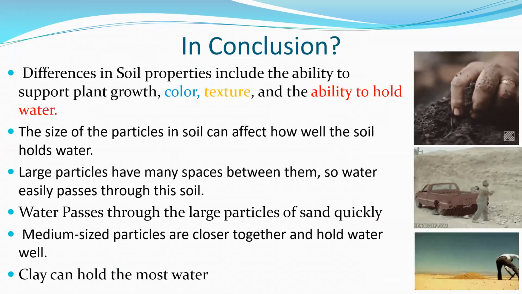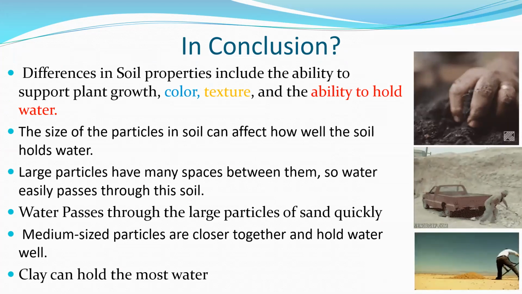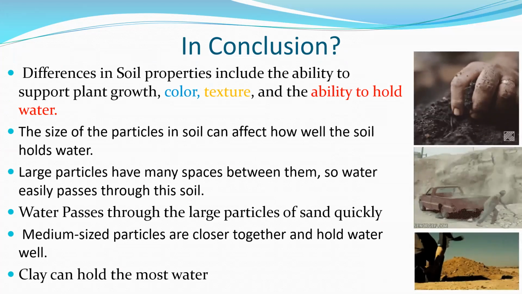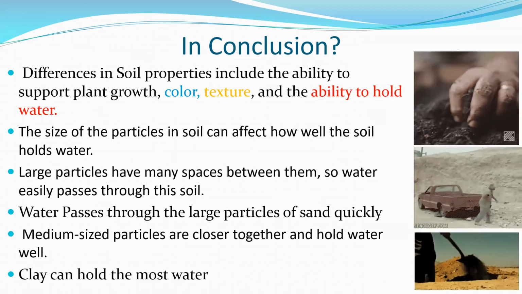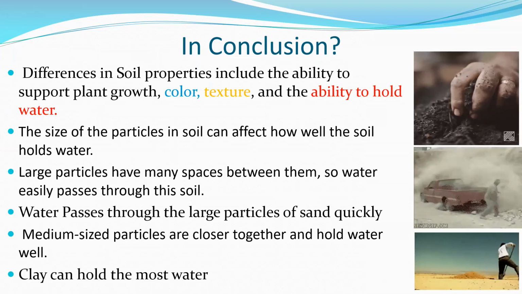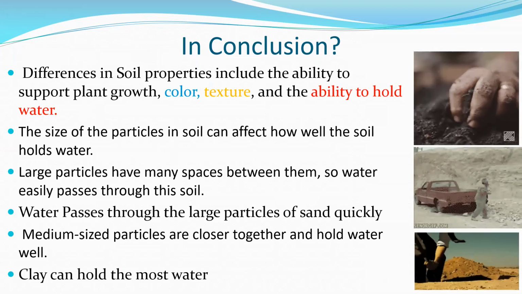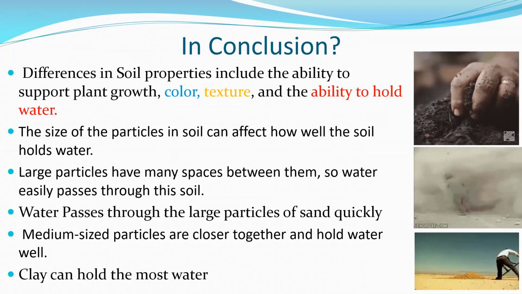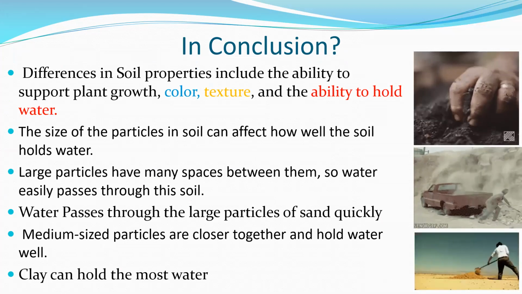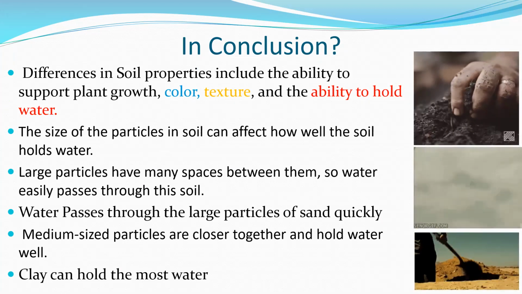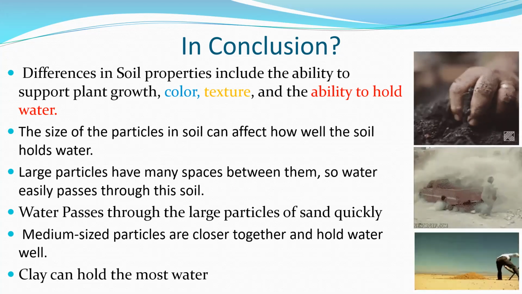So in conclusion, differences in soil properties include the ability to support plant growth, color, texture, and the ability to hold water. Today we talked about the ability to hold water. The size of the particles in soil can affect how well the soil holds water. Large particles may have spaces between them, so water easily passes through the soil. Water passes through the large particles of sand quickly. Medium-sized particles are closer together and hold water well. Clay can hold the most water.